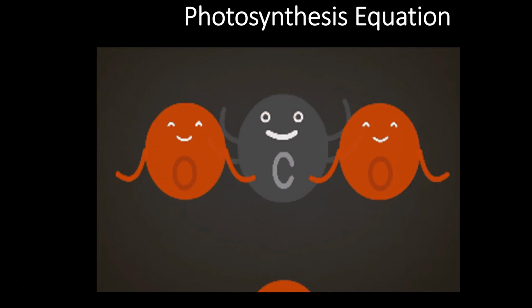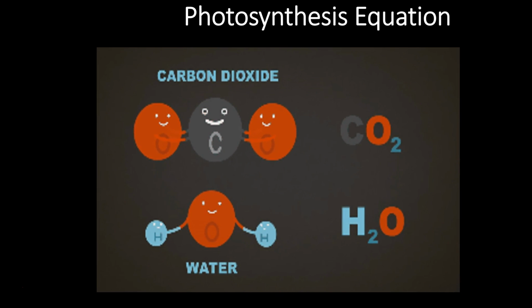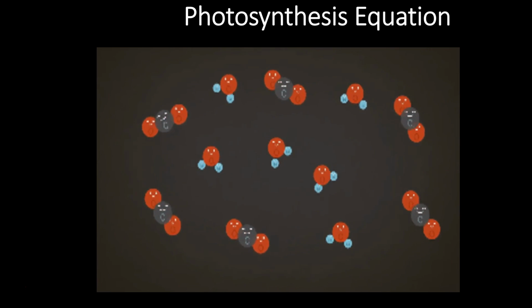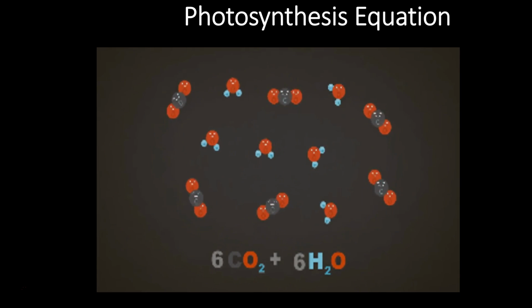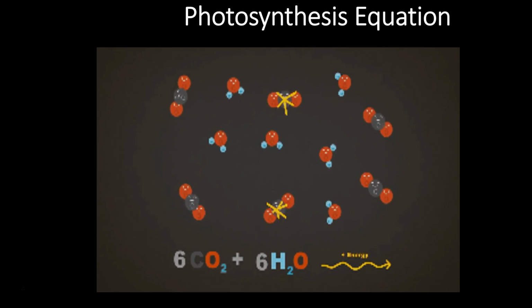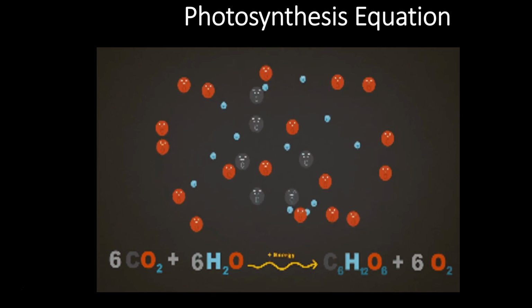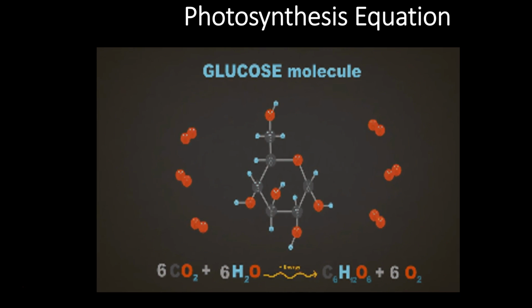Okay, let's see that one more time. We got CO2, we got water. How many of those are we going to need? We're going to need 6 molecules of each. So 6 molecules of CO2, 6 molecules of water. In the presence of sunlight, in the presence of that solar energy, those atoms are rearranged. They're broken down and rearranged into 1 molecule of glucose, which is our food, and 6 molecules of oxygen, which we breathe in.